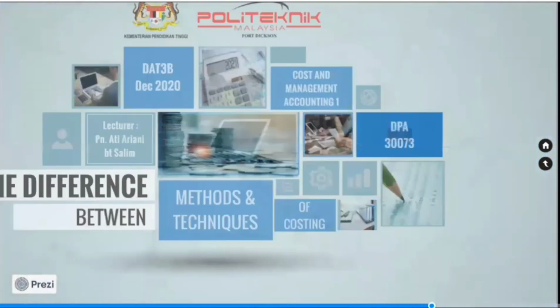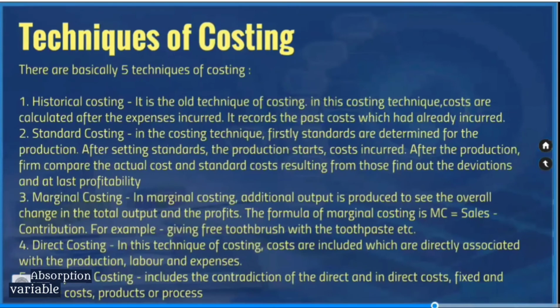Now I will present the techniques of costing. There are basically 5 techniques of costing. The first one is historical cost. Historical cost records all transactions at their original cost, that means purchase price, and shown in the accounting report at their historical, that means original cost.